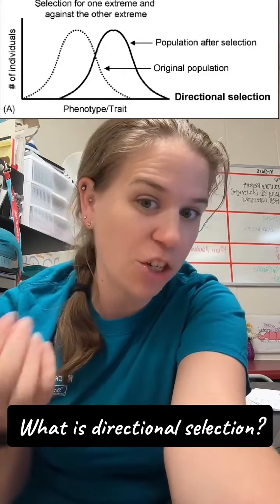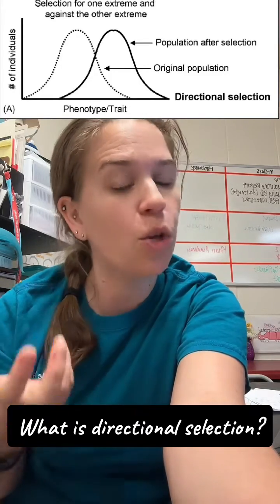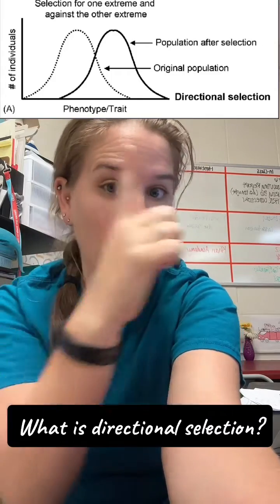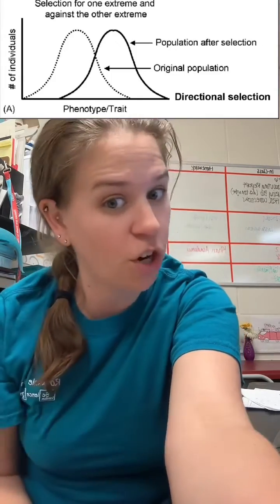Peppered moths used to be lighter in shade, then the Industrial Revolution darkened the trees. So the individuals that were darker were more favorable. So we saw that the population shifted toward the darker phenotype.